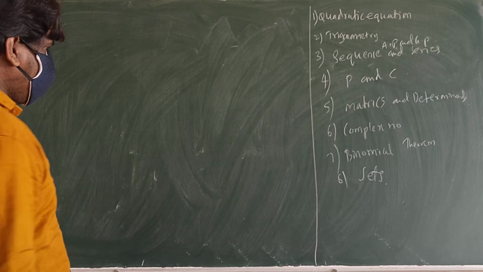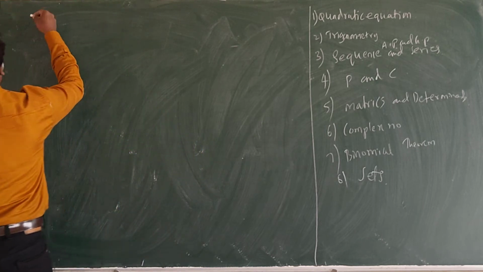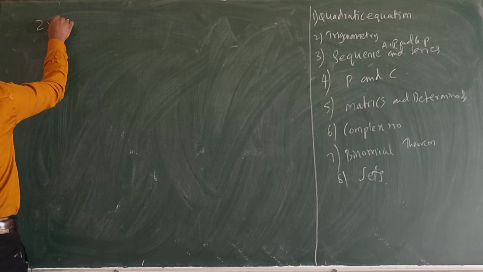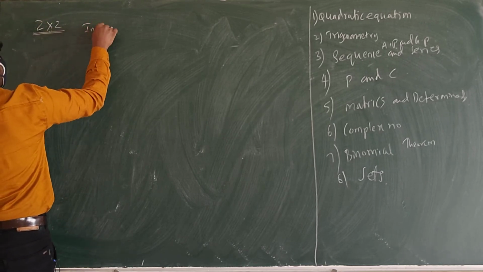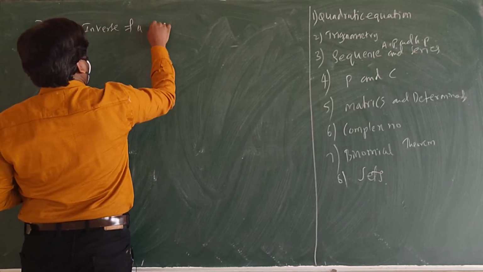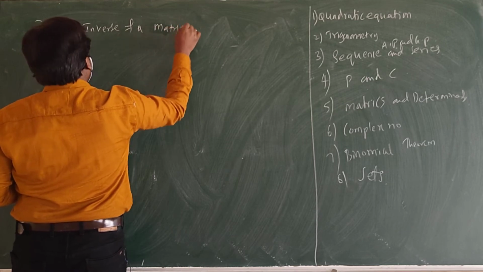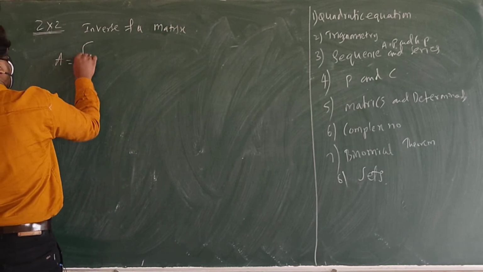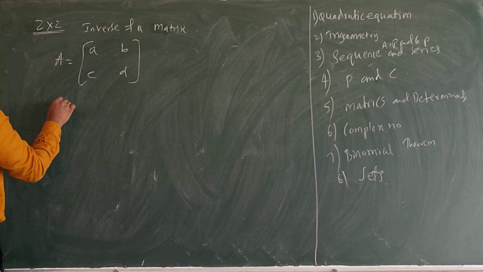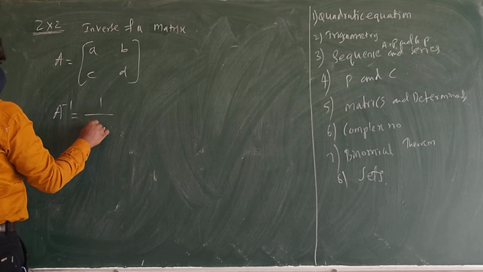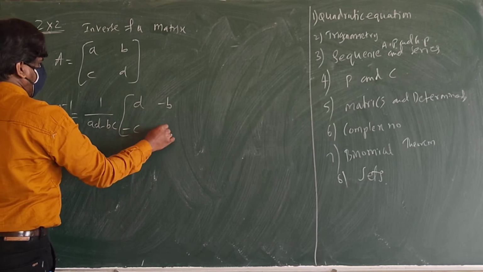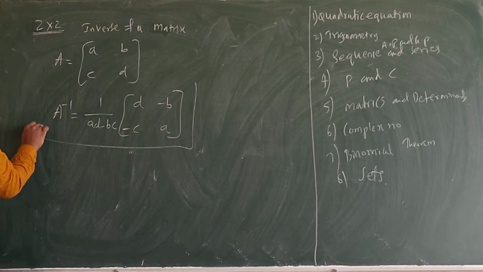See here. Now inverse of a 2 by 2 matrix, I will tell you a shortcut, follow that. See here, if A is a matrix A, B, C, D, then A inverse is equal to the formula 1 by AD minus BC times the matrix D, minus B, minus C, A. This is the A inverse, the inverse of a 2 by 2 matrix.